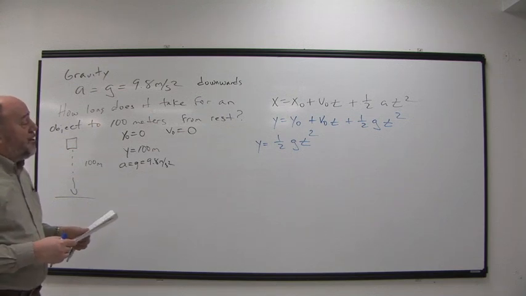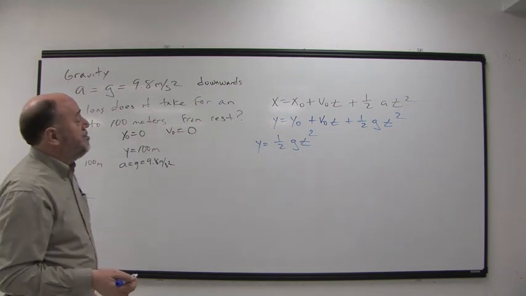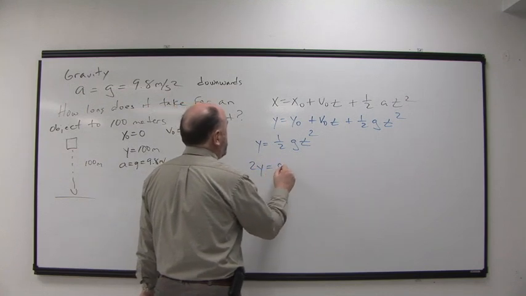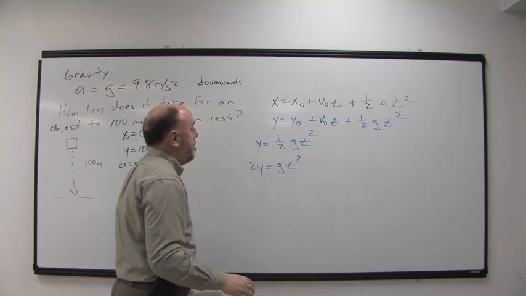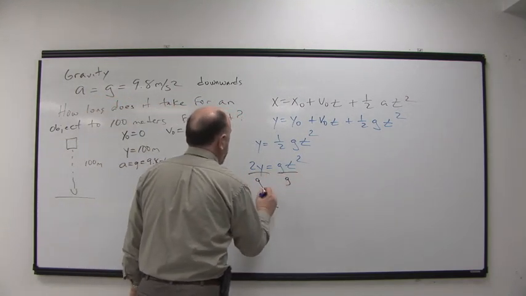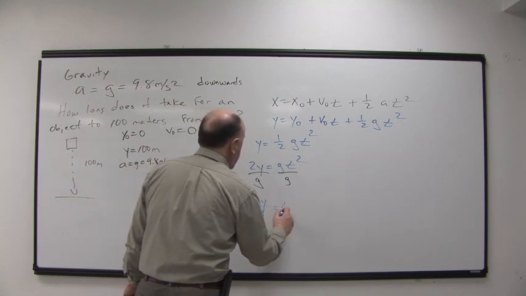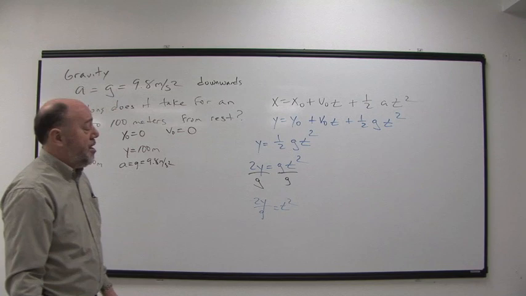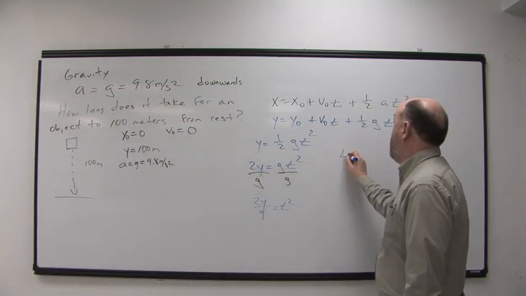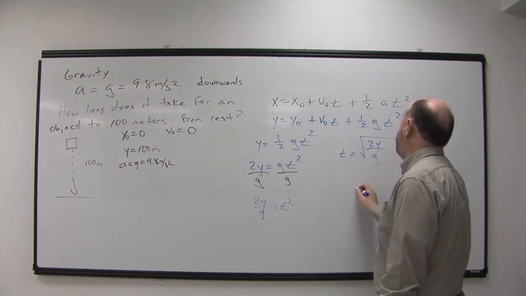Now I want to take that equation and solve it for t. The way I get rid of the half is to multiply both sides by 2, so we get 2y equals g t squared. Then we divide by g, so we get 2y over g equals t squared. The opposite of squaring a number is to find the square root, and so t is going to be equal to the square root of 2y over g.